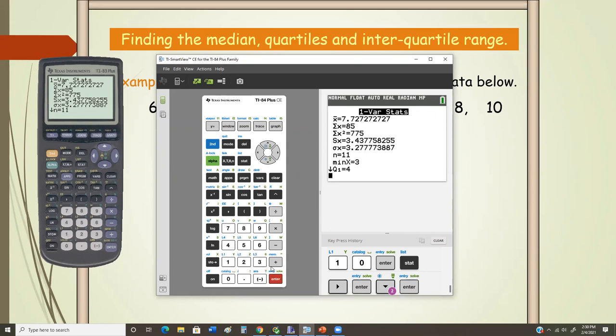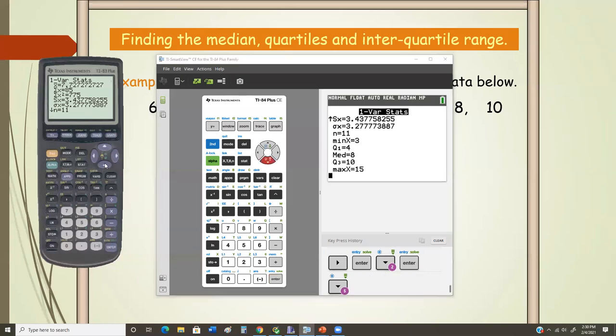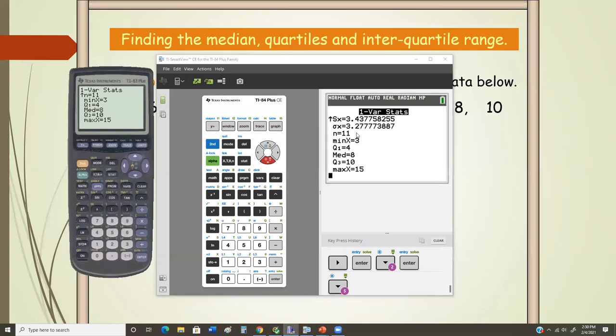Okay. How many people see this on your calculator so far? Melissa, great. Everybody else see this? Yes. Do you notice how your calculator has this little arrow pointing down? What that means is there's more information there. So using the down arrow, just scroll down. And you should see these things right here. It gives you the minimum value, your first quartile, your median, which is the same thing as the second quartile, your third quartile, and your max value.